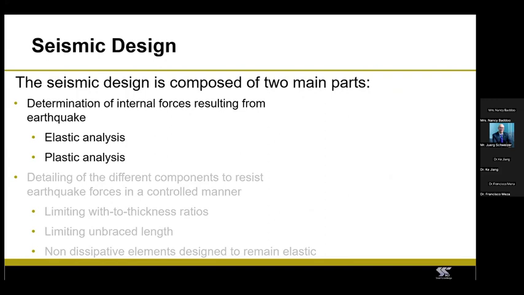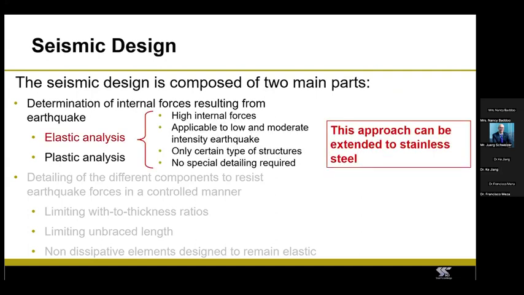With regard to the determination of the internal forces, there are different methods available, but they can all be broadly divided into those that consider an elastic behavior of the structure and those that account for an inelastic behavior. The elastic analysis is the most conservative approach because it is assumed that the structure remains elastic during the earthquake. The internal forces in the structure are very large. So this approach is only applicable to situations in which the structure is subject to low or moderate intensity earthquakes, and it is only applicable to specific types of structures.